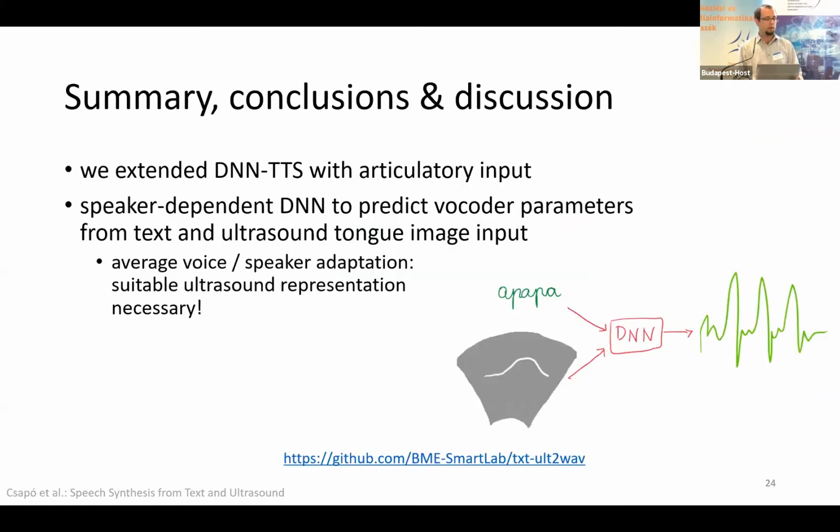So as a summary, in this presentation, we extended text-to-speech synthesis with articulatory input. We have shown that there is a slight improvement if we add the articulatory data. Again, we were using a speaker-dependent network, and some kind of speaker adaptation will be useful later.